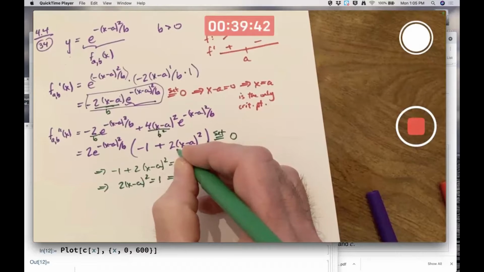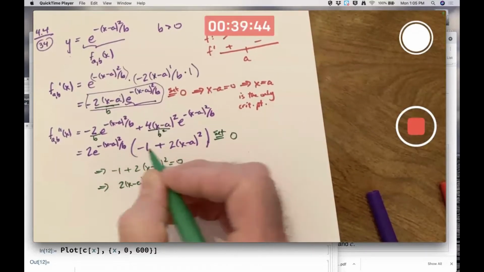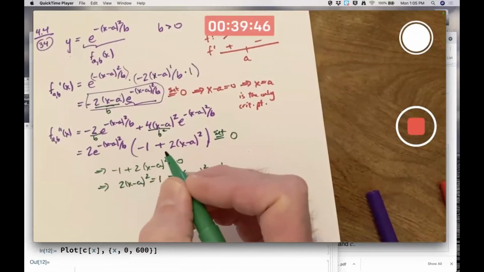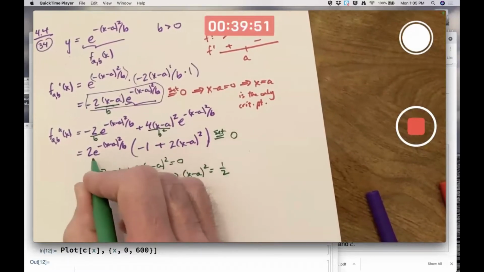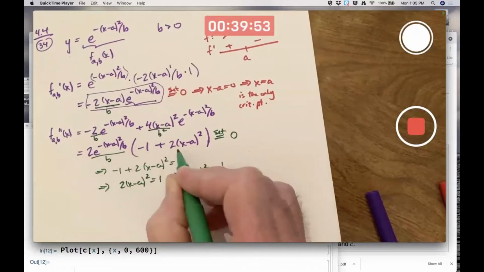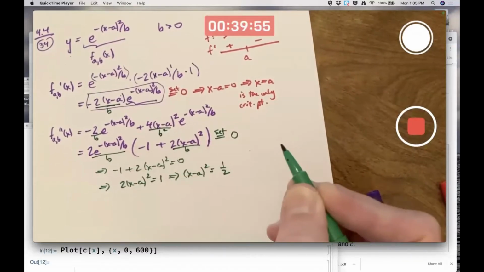And I could factor it, let's see. I could factor out one factor of b, but I'd still have another factor of b right there.